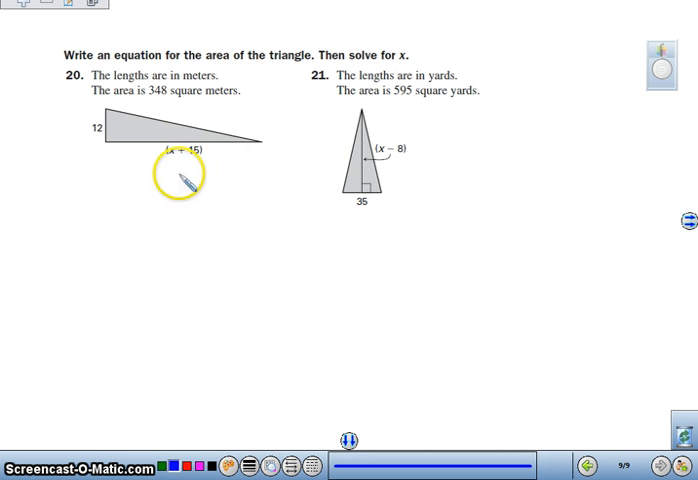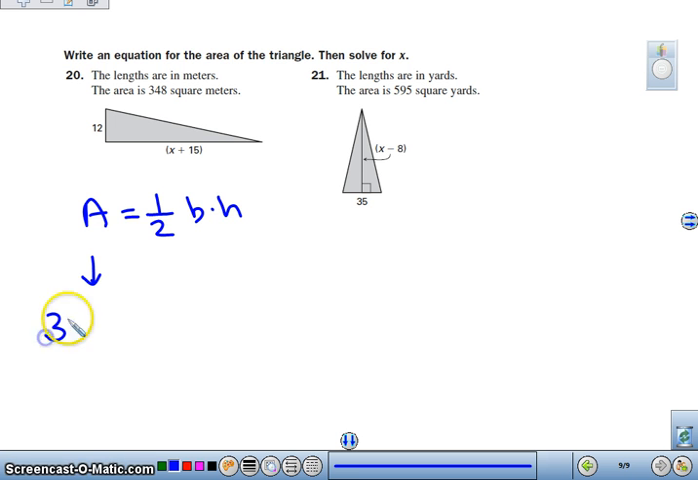20 and 21, I know you haven't done a lot like this if we are looking at these, but what they are asking you to do is, as you look at the problems, you are asked to write an equation for the area. Key thing I want you to remember, area is equal to 1/2 base times height. Someone said, can I multiply it by a half after? You can. So here they're telling you the area.